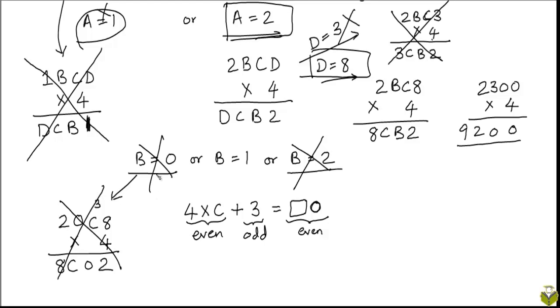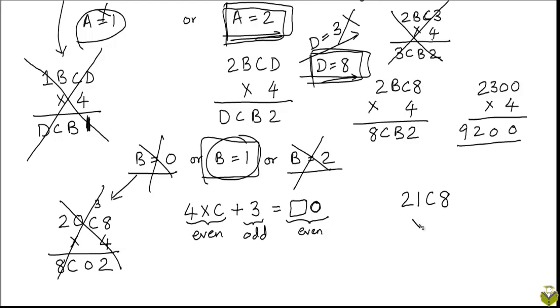So b cannot be equal to 0. So the only possible value for b is 1. So we have obtained a is equal to 2, d is equal to 8, b is equal to 1. Let's see if we can get a legal value for c now. 21c8 multiplied by 4 produces 8c12.